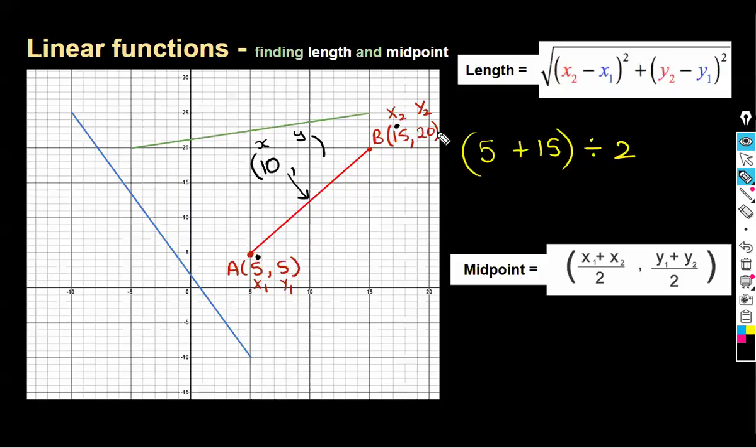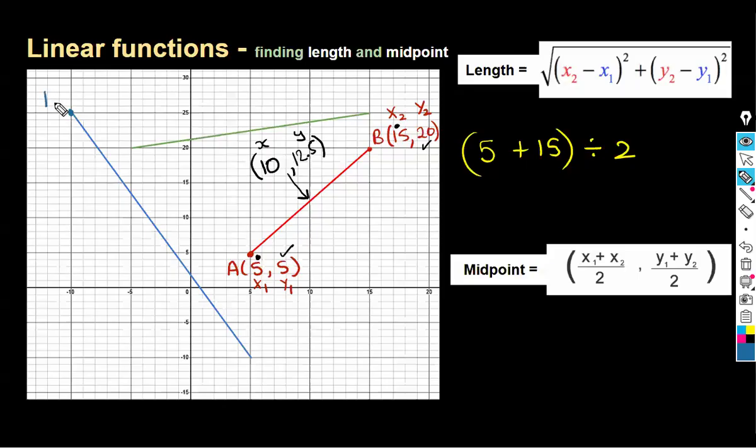To find the Y coordinate, you add the two Y coordinates. 5 plus 20 is 25. 25 divided by 2 is 12.5. It's literally that simple. Midpoint is a breeze compared to length. With that in mind, let's do the blue line first because we have some more space here, right?